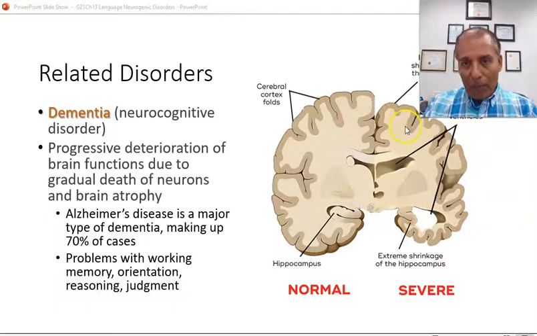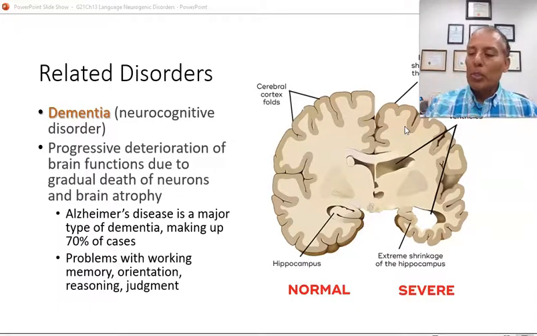Reasoning and judgment. All simply because the frontal lobe is the first one to be hit by dementia or by Alzheimer's, and it gradually keeps losing skill and functioning.